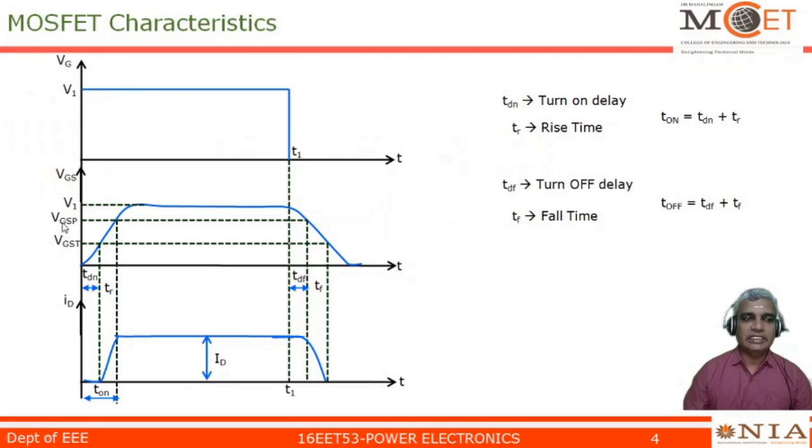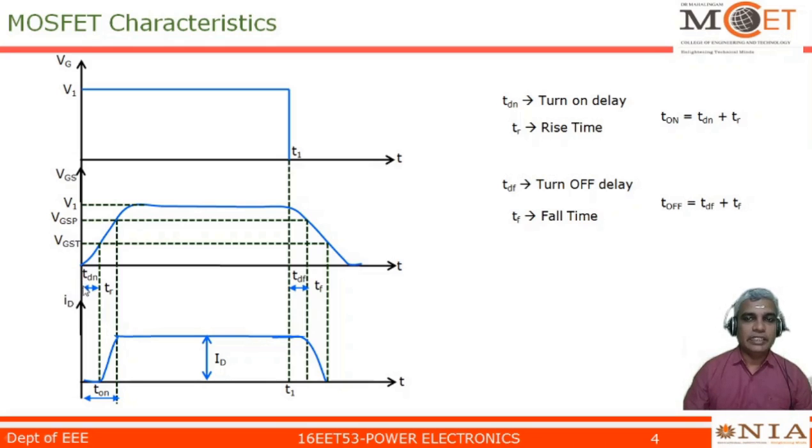The switching characteristics of the power MOSFET are given here. The gate voltage VG is applied for a duration of T1, from 0 to T1. At T1, we remove the gate pulse. VGS is the gate to source voltage with respect to this VG, and ID is the drain current with respect to the characteristics of VGS. The switching characteristics of the power MOSFET are influenced to a large extent by the internal capacitance of the device and the internal impedance of the gate drive circuit.